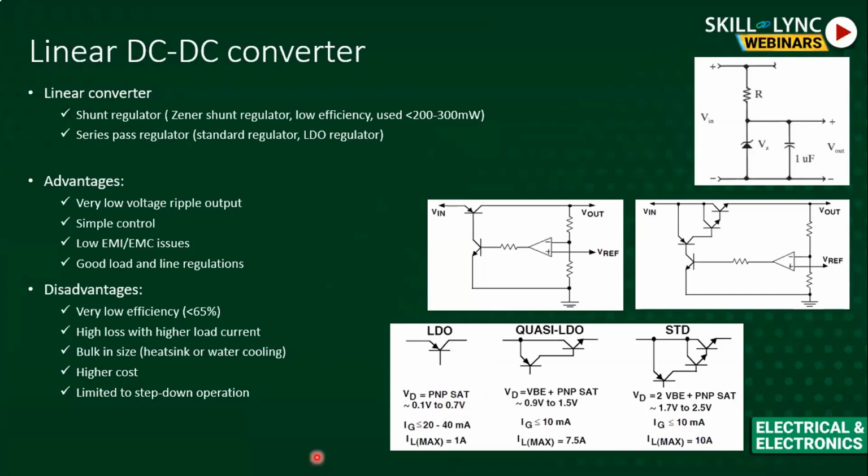So these are the advantages of this linear converter. It has very low output ripple because there is an absolutely silent output. It is simple to control. The control is almost nothing: one error amplifier and one transistor. Low EMI/EMC noise, definitely, and good load and line regulation, because in case of line changes and load changes, this type of converter acts very fast to correct it.